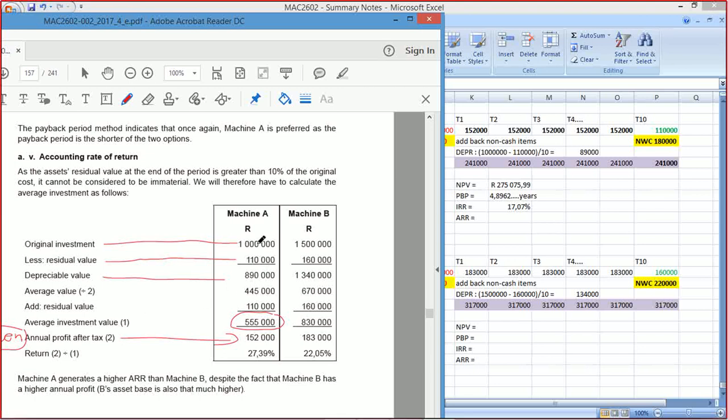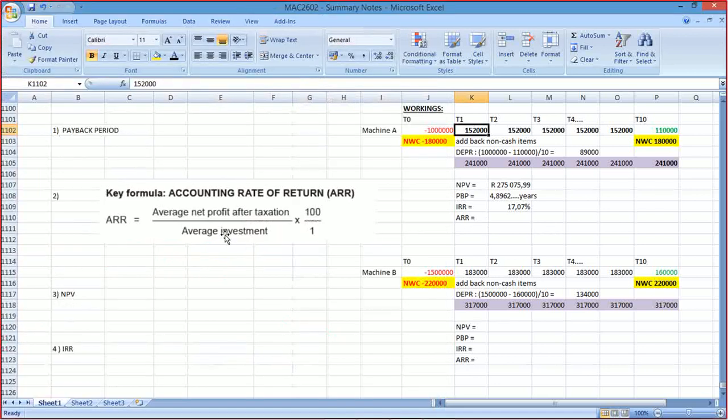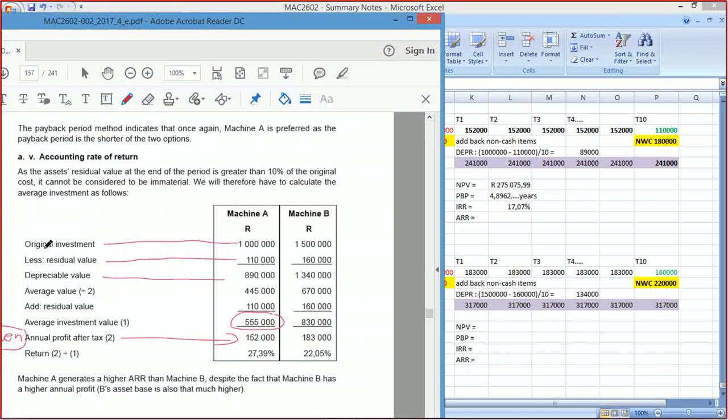Originally I had 1 million investing 110,000, which gives you that amount. For the average value, they're dividing it by 2, and then adding the residual value, which is what you have at the end. This is not net profit after tax, this is the average investment. The average investment here was the original investment minus the residual value, divided by 2, and then add the residual value. And that gave us the ARR.